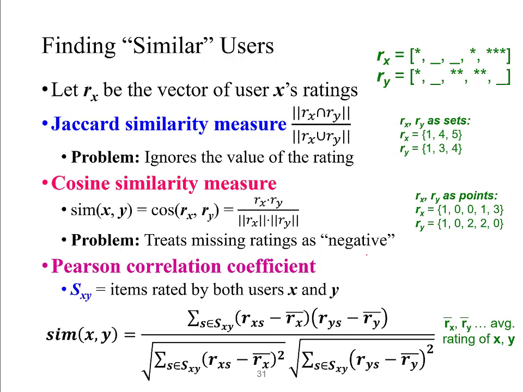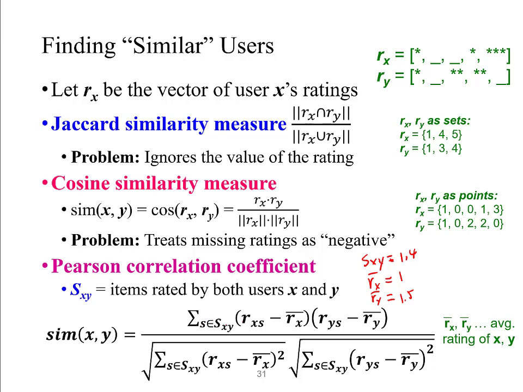So in this example, we have Sxy equals 1 and 4, right? And we can compute Rx bar and Ry bar. Note that when we compute Rx bar and Ry bar, the average rating is over Sxy. So in this case, Rx bar equals 1, and Ry bar equals 1.5.